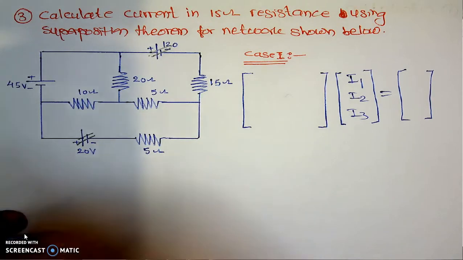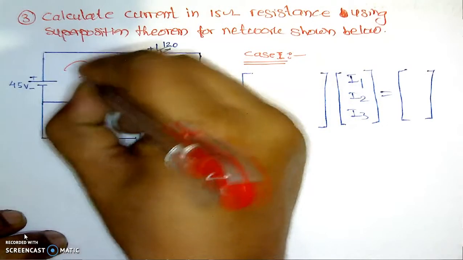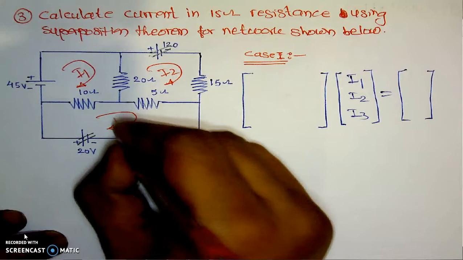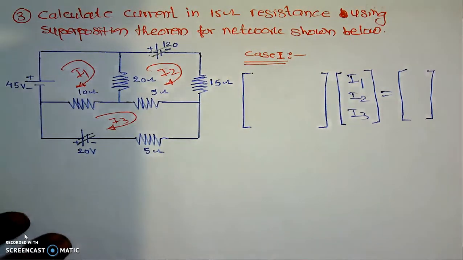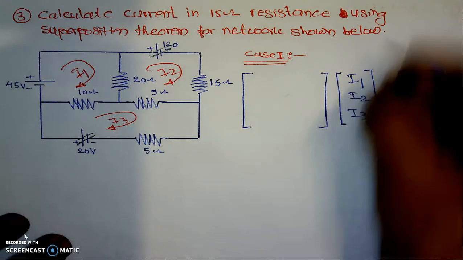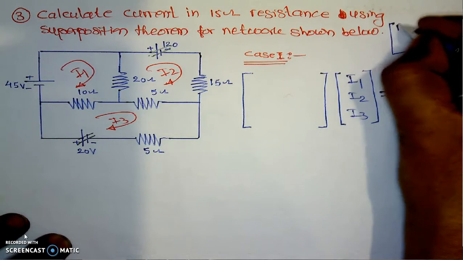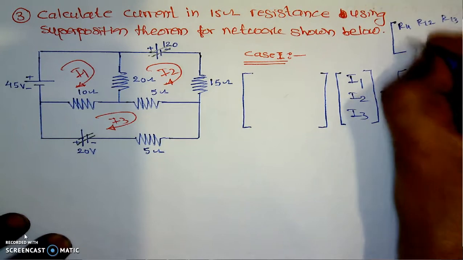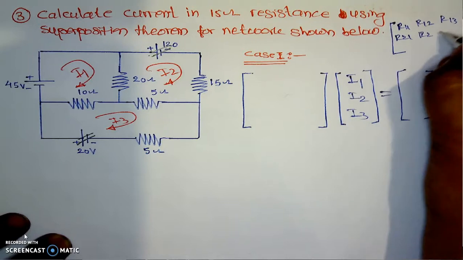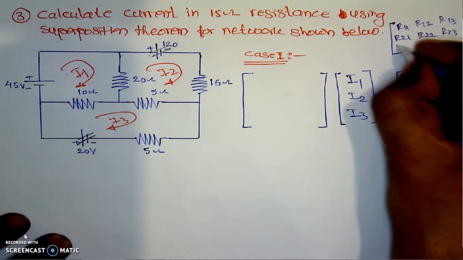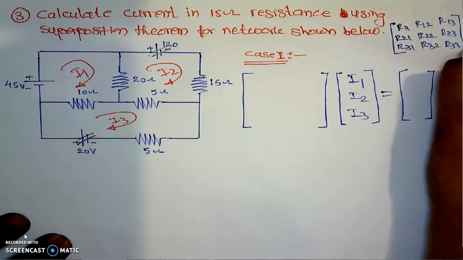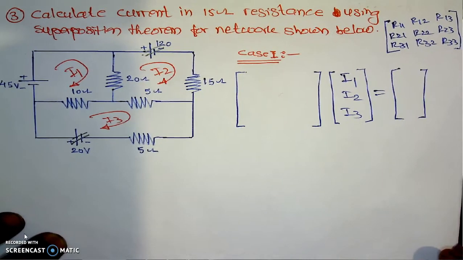As we have discussed in the previous video, here I will assume the currents. This is I1 for loop 1, this is I2 for loop 2, and this is I3 for loop 3 for the first case. Now we will prepare its matrix. How will the impedance matrix or resistance matrix be? Here R11, R12, R13, then R21, R22, R23, and finally R31, R32 and R33. This is the structure of the impedance matrix. I already discussed this.